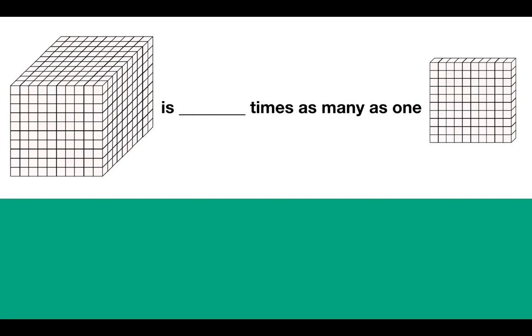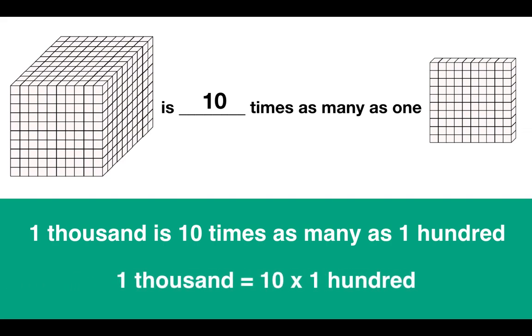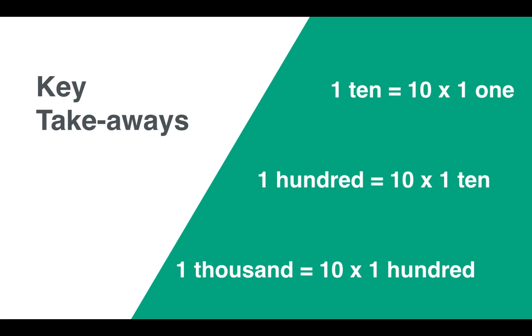Lastly, 1,000 cube is how many times as many as 100 square? Just like before, 1,000 cube is 10 times as many as 100 square. So you could say 1,000 is 10 times as many as 100, or using multiplication, 1,000 equals 10 times 100. Now we've seen how you can relate ones, tens, hundreds, and thousands using multiplication and a place value chart. And that's all for now.